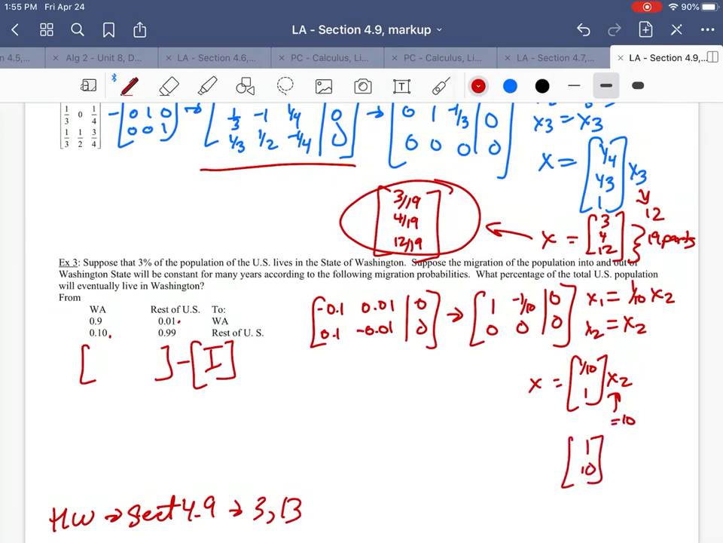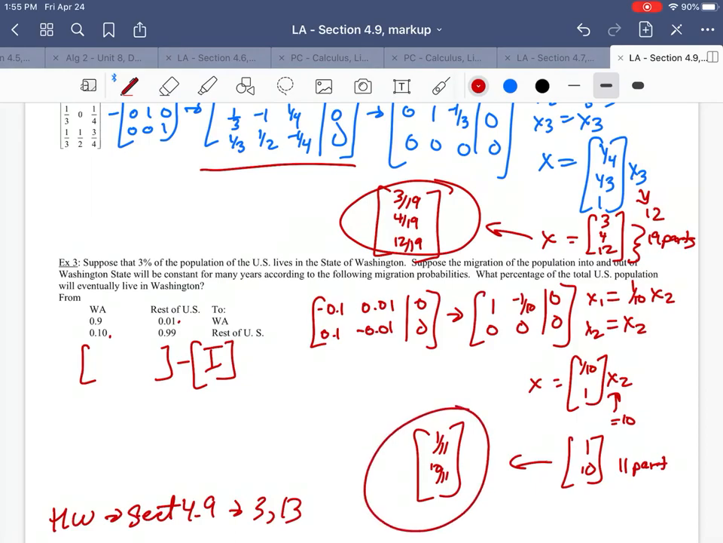So that way I can see I have 11 parts. If I have 11 parts, the top one has to count for 1/11 of it. The bottom one has to count for 10/11 of that. So you have to make it into a probability vector, and there's your steady state vector. That means that 1/11 of the population will live in Washington state and 10/11 will not live in Washington state, so outside.